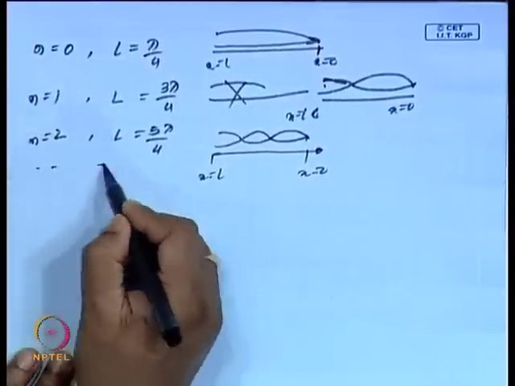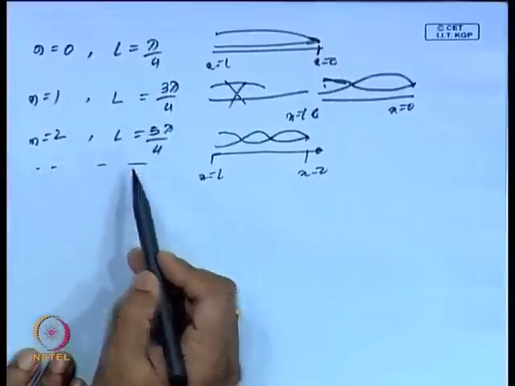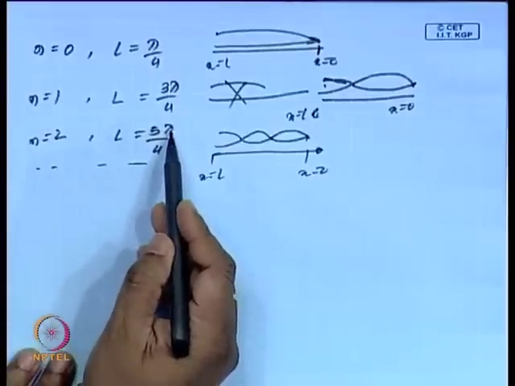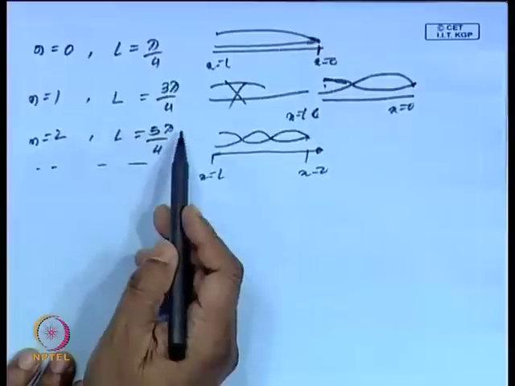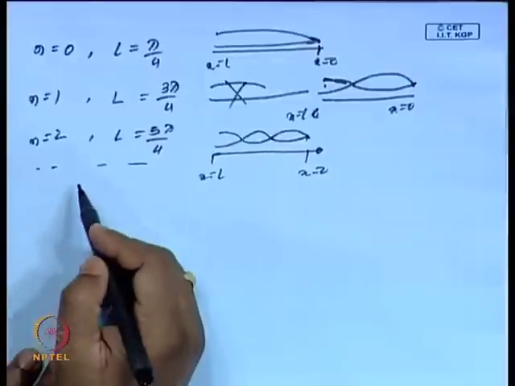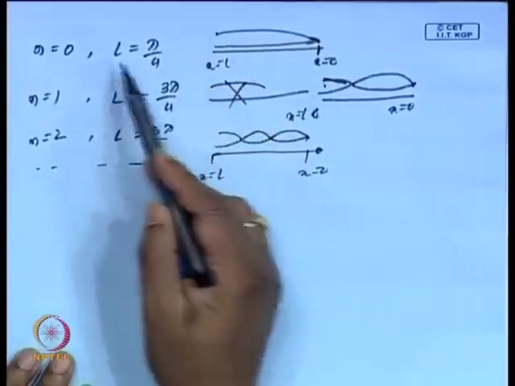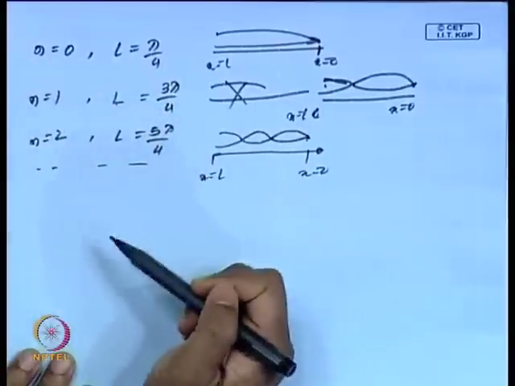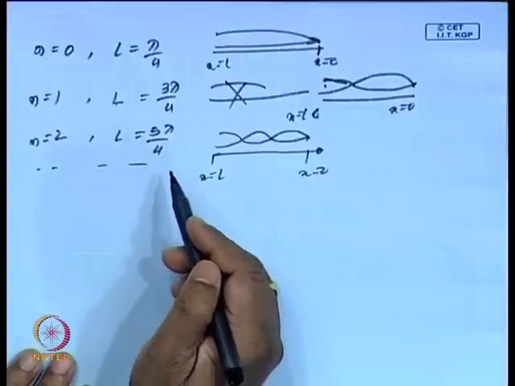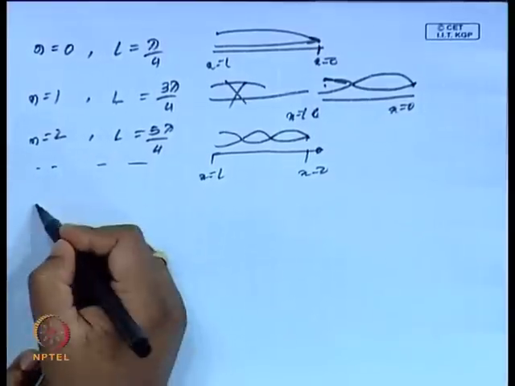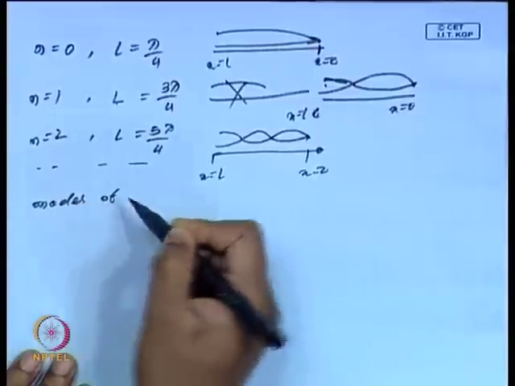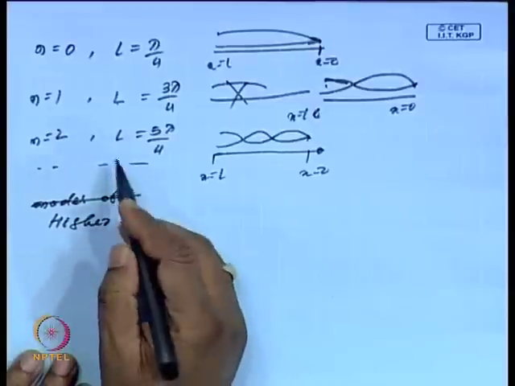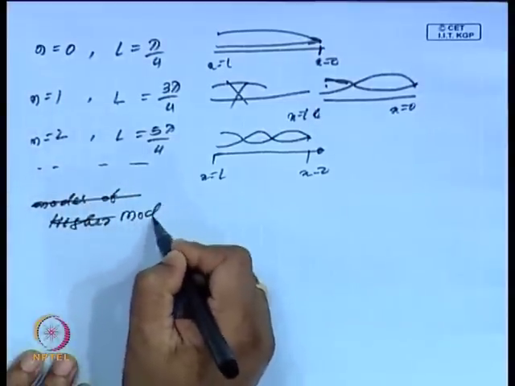So, in fact, if we go on increasing n, then we will see that smaller and smaller waves will be formed, and that means the wavelength lambda of the higher modes of oscillation will go on decreasing. Initially L is lambda by 4, then L is fixed. As n goes on increasing, the length of the wave goes on decreasing. These are called higher modes of oscillation, or basically n is what we call the modes of oscillation.